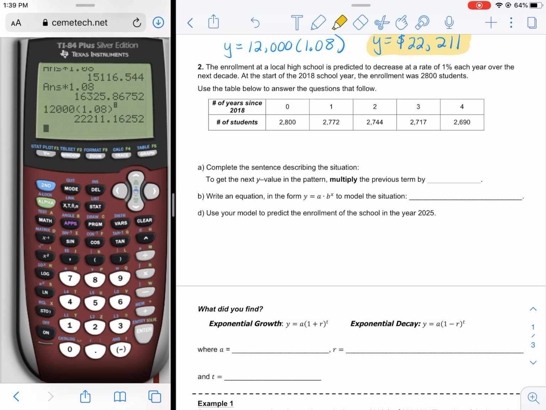So if we look at the table, we have the number of years since 2018. That's your x value. And then the y value is the number of students. It tells us that the amount is decreasing at a rate of 1% each year. So again, we could do 2,800 times 0.01, and then subtract that amount from the original population, so that gives us 28. Then if we do 2,800 minus 28, we get 2,772. An easier way to do it in one step, okay?